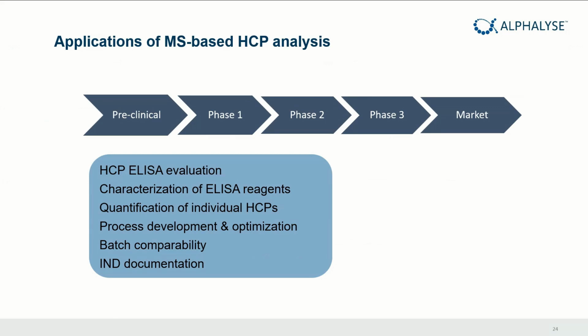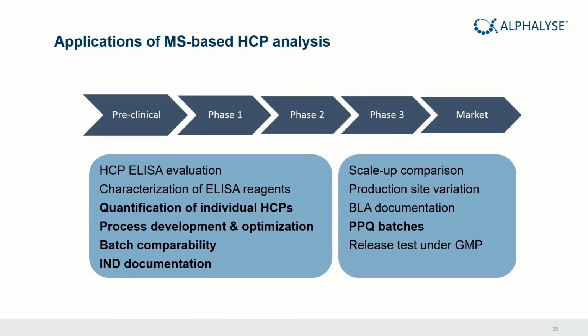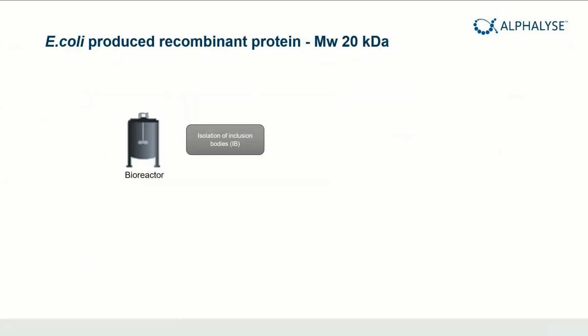We have quantification of individual HCPs, optimization of process development, batch comparability, IND documentation. For later clinical trials, we typically do scale-up comparisons and BLA documentation and PPQ run analysis. And then lately the release testing. So I'll just give you some examples of these in boldface here.